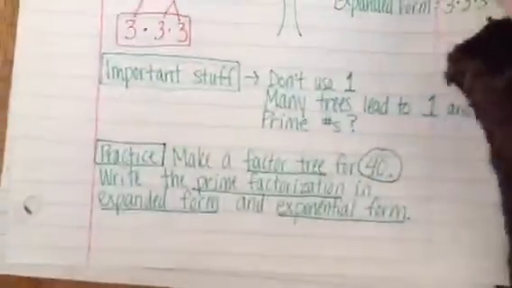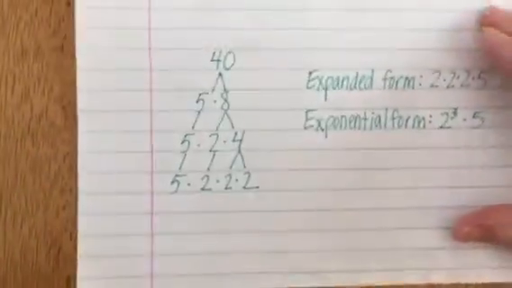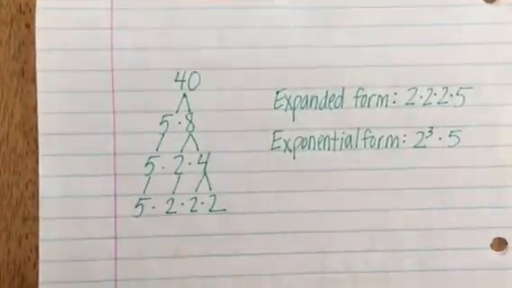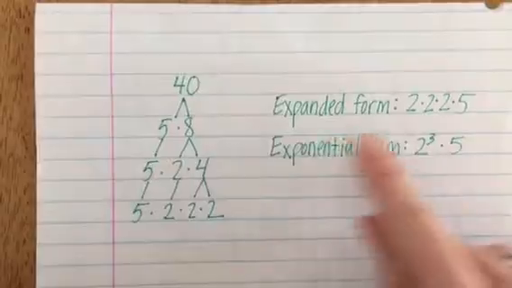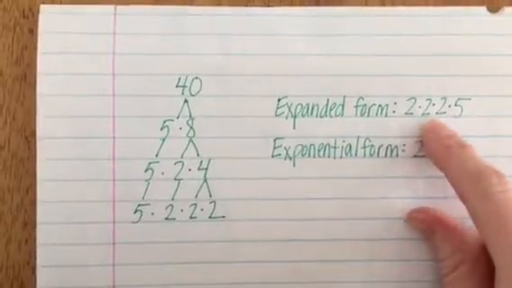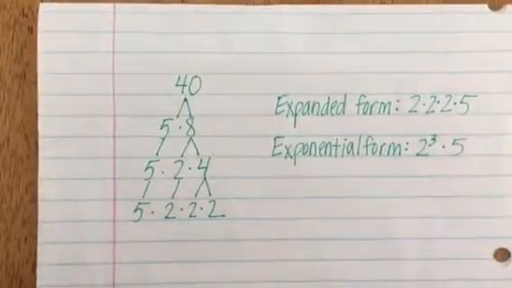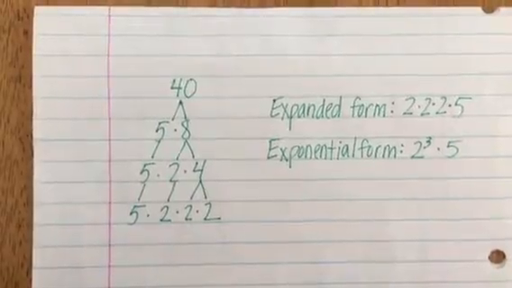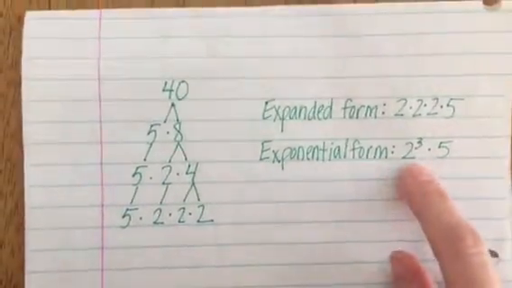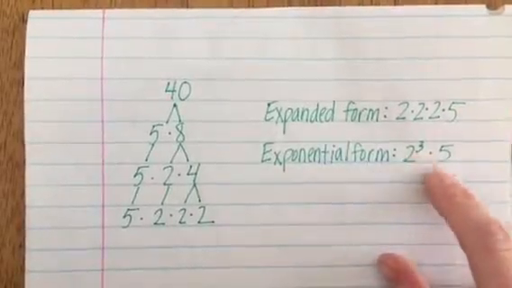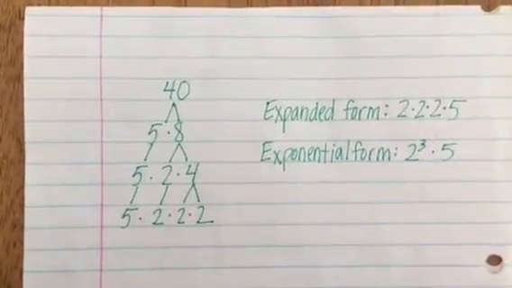Okay, you should be done with your factor tree, and here is one possible factor tree for the number 40. Even if your factor tree looks different, you should have ended up with 2 times 2 times 2 times 5 as your expanded form of the prime factorization, and 2 to the third times 5 as your exponential form.